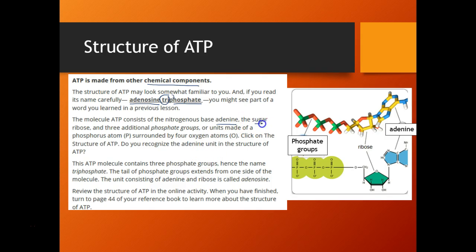The last component is the sugar ribose, which is also present in ATP. So adenine plus the sugar ribose together we'll call adenosine, and then we have those 3 additional phosphate groups that make up the entire structure of ATP. Here you see 3 phosphate groups, 1, 2, 3. We see an adenine, which is right here, and a ribose that is right here.